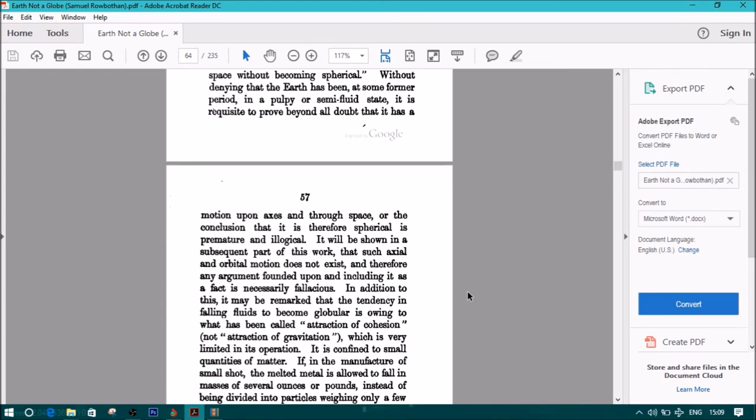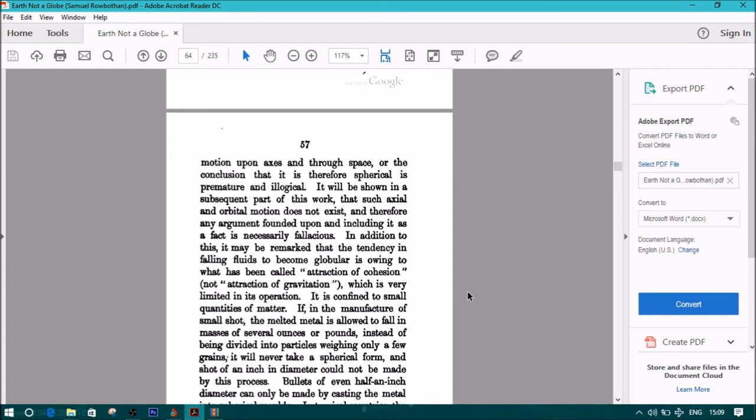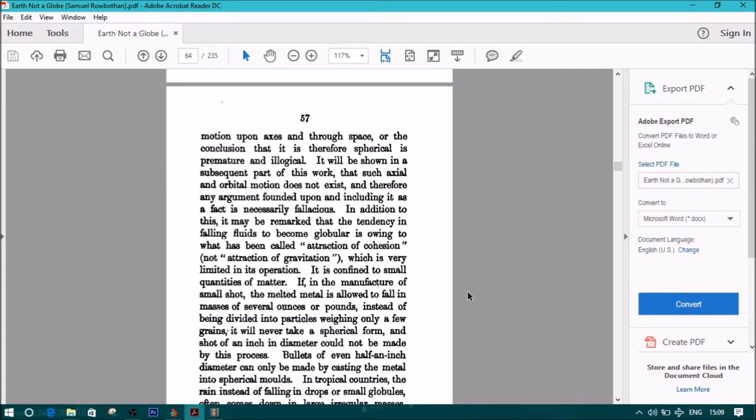In addition to this, it may be remarked that the tendency in falling fluids to become globular is owing to what has been called attraction of cohesion, not attraction of gravitation. It is very limited in its operation, it is confined to small quantities of matter. If in the manufacture of small shot, the melted metal is allowed to fall in masses of several ounces or pounds, instead of being divided into particles only weighing a few grains, it will never take a spherical form, and shot of an inch in diameter could not be made by this process.